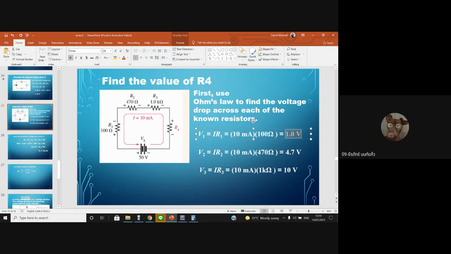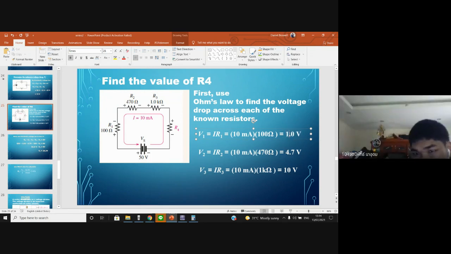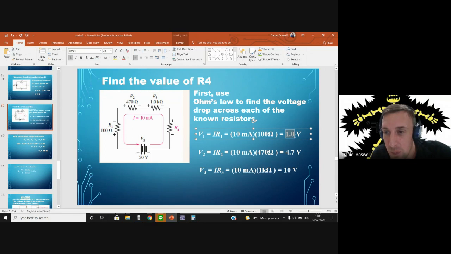No, 1 volt. 1.0 volt. Okay, good. Yeah, 1, yeah? Good. Nice. Well done, guys. 1.0.